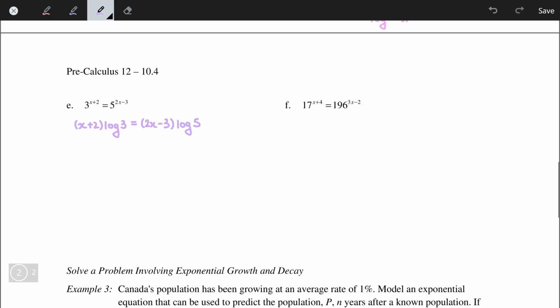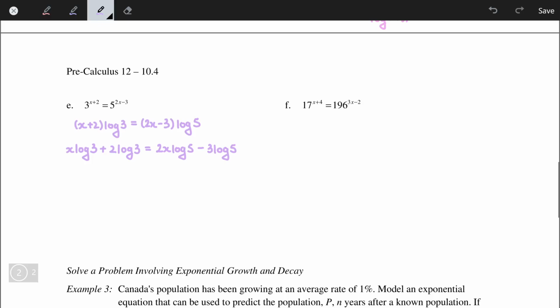So two things happen here. Number one, we take the logarithm of both sides, and then using the power law of logarithms, we move the x plus 2 to the front of the logarithm on the left-hand side, and 2x minus 3 to the front of the logarithm on the right-hand side. Now we apply the distributive property. We have x log 3 plus 2 log 3 on the left, and on the right-hand side, we have 2x log 5 minus 3 log 5.